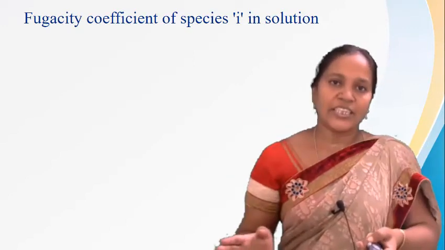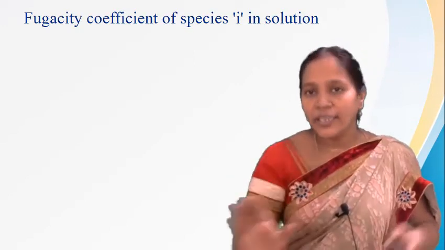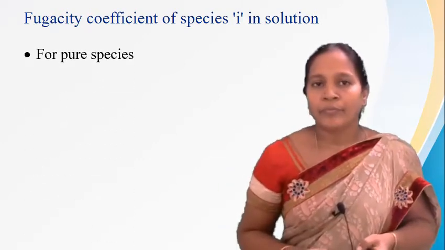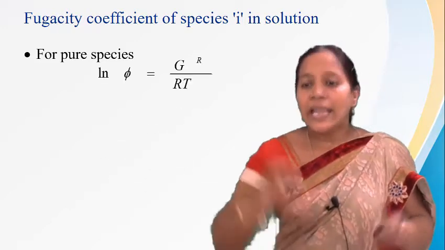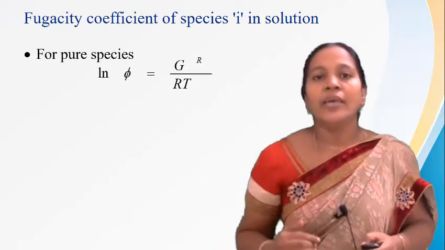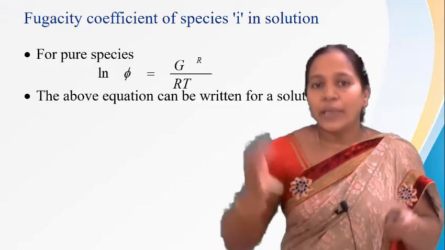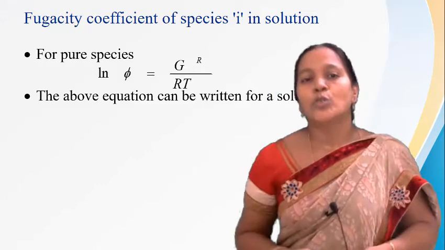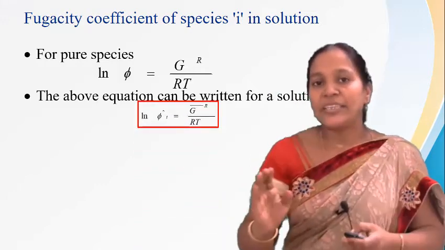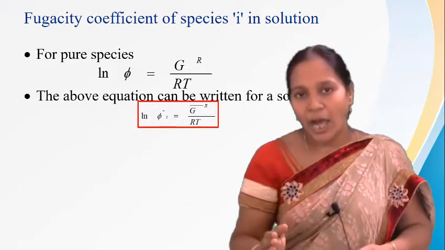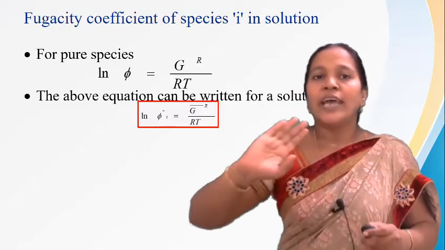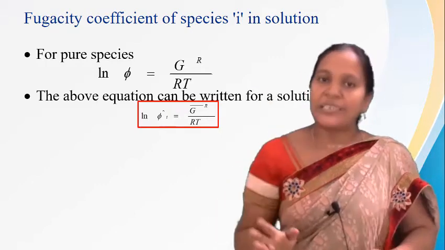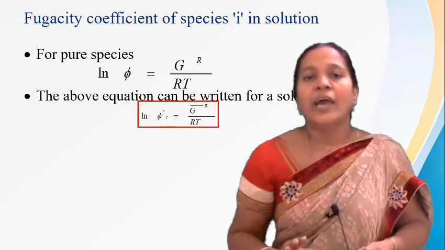Now coming to the fugacity coefficient of species i in solution. For pure species, ln phi is equal to GR by RT. The above equation can be written for solution, that means total solution. ln phi i cap is equal to G bar R by RT. For solution, the fugacity coefficient is notated with a cap. ln phi i cap is equal to G bar R by RT.